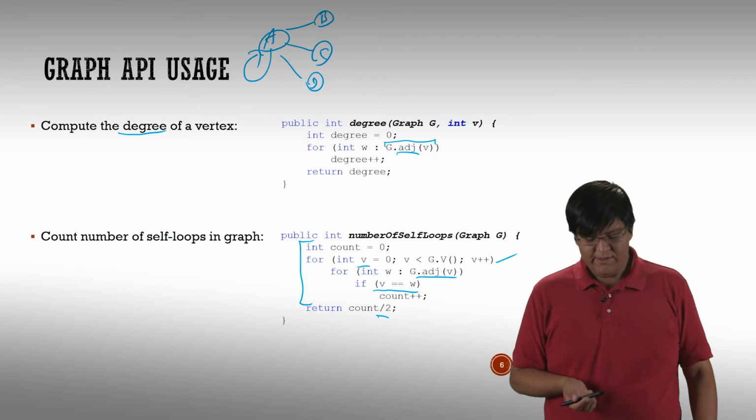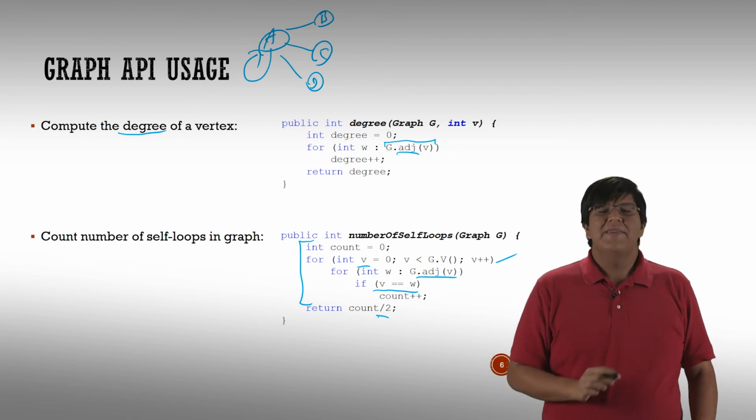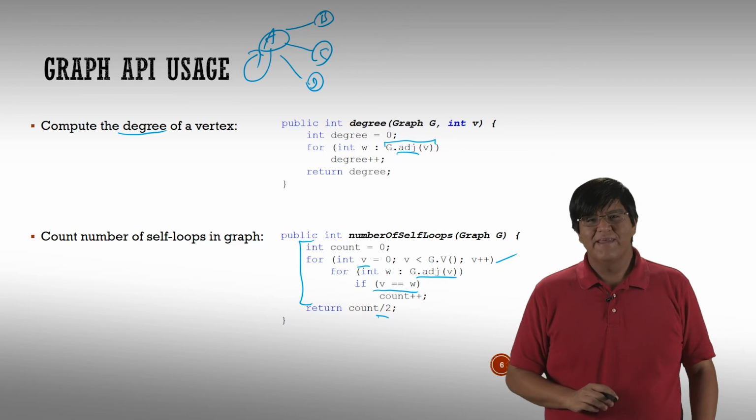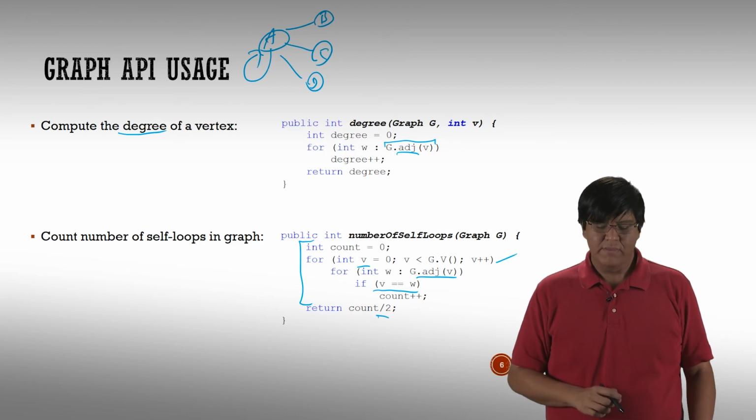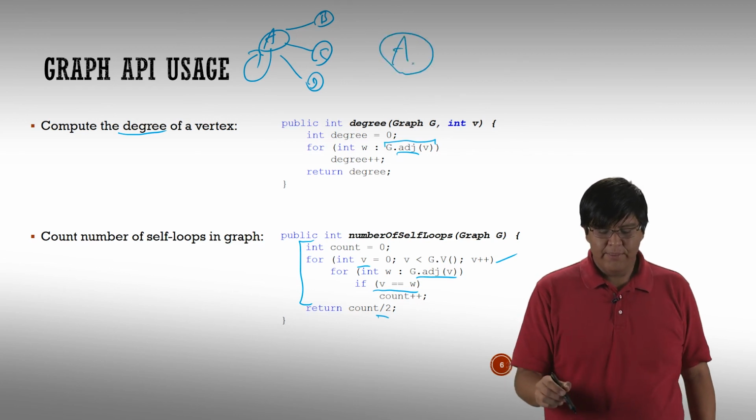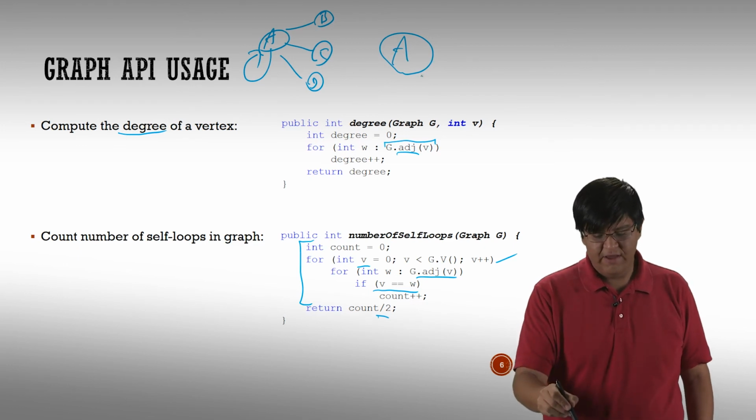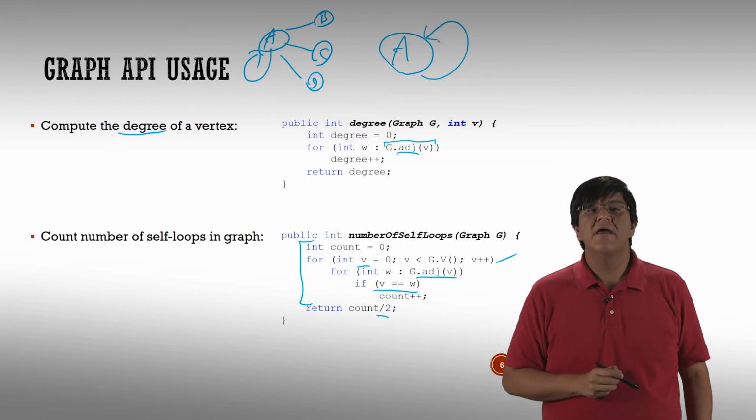And then at the very end, the last line is return count divided by 2. This is a little bit iffy. And the reason is, maybe we need to know more about the data structure. The proper representation for a self loop would be something like this: I have A that goes to A.